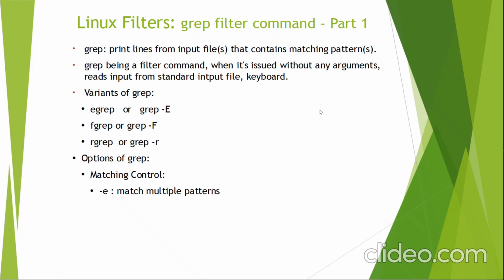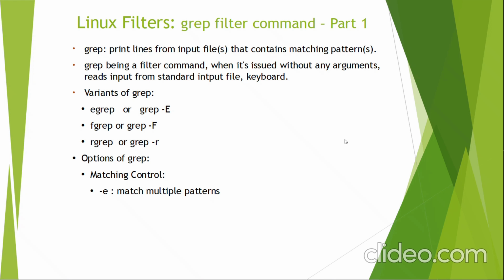So you have the -e option. If you want to specify multiple patterns with the grep command, then you need to prefix each and every pattern with the -e option. Grep by default doesn't support multiple patterns. It can support only one pattern. But if you want to specify multiple patterns, then you can prefix each and every pattern with the -e option.